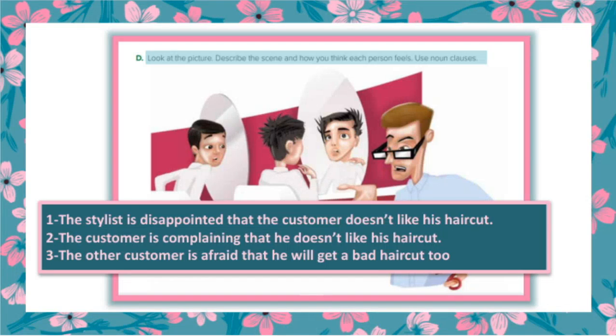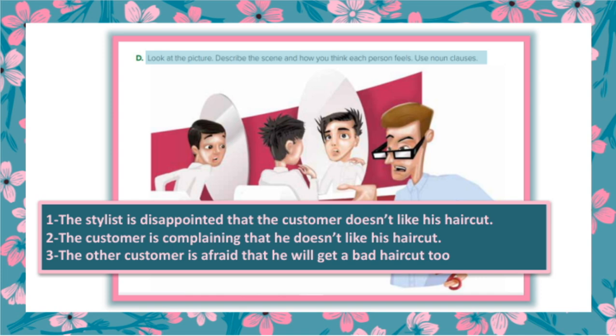So, here we see the stylist looking pretty disappointed because the customer isn't happy with his haircut. It's a clear sign that something didn't go as planned. The customer, on the other hand, is voicing his dissatisfaction, making it obvious that he didn't get the result he was hoping for. This kind of situation highlights the importance of clear communication and understanding client expectations.